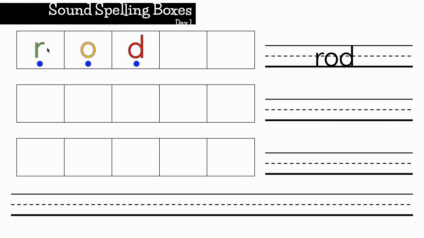Let's do another one. The next word we're going to do is cup. So first I'm going to find the sounds. K, u, p, cup. Now I write the letters that make the sounds in the word. K, C, U, P. C-U-P, cup. Then I come over here and I write it on the lines, cup.